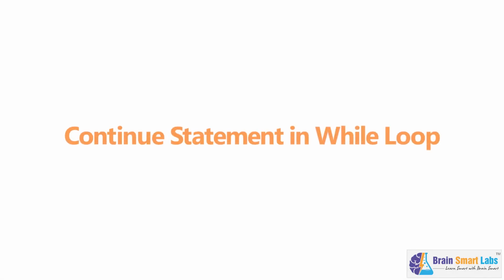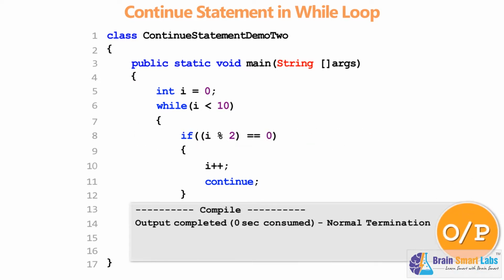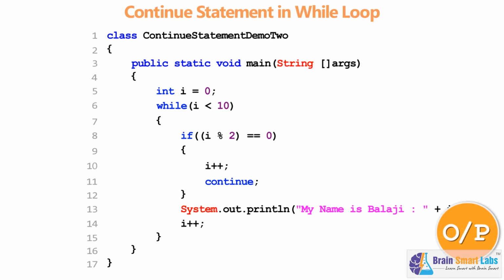Continue statement in a while loop. In the below program continue statement demo2.java, as you can see, we have achieved the same odd even logic using a while loop. The program compiles fine with 0 errors as we press Ctrl 1. The program executes fine with the same output as we press Ctrl 2.